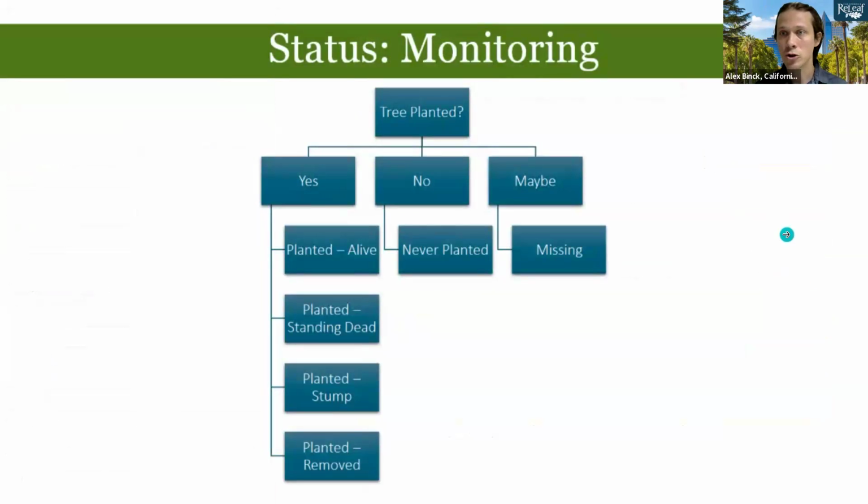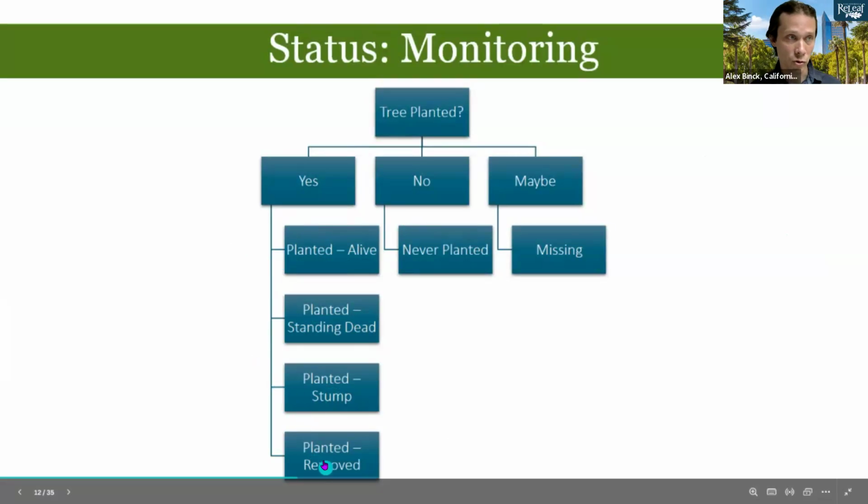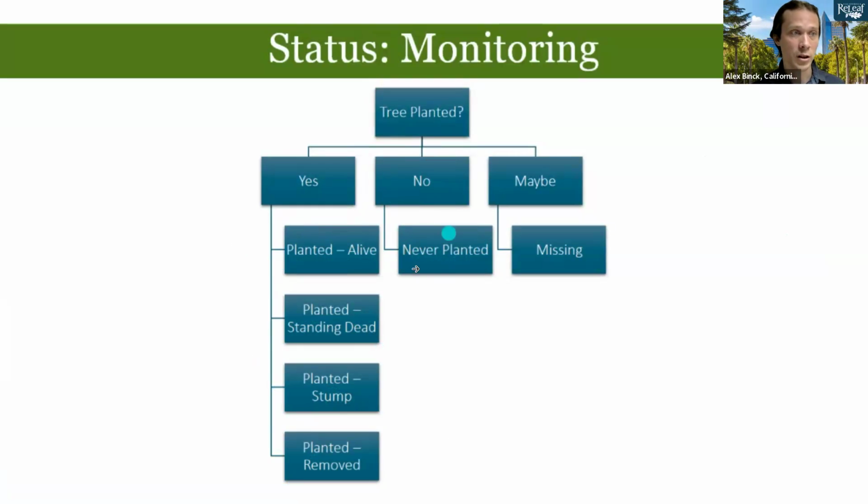Okay, so this is a flow chart that I created that kind of shows what we're going to go through when we go to a tree and we want to assess what status it is. So the first question you want to ask yourself is, was the tree actually planted? Obviously if you see it in the ground, it's pretty self-explanatory, or if you were there or somebody you trust was there and they told you that it was planted, then the answer is going to be yes, and then you're going to assess it as either alive, standing dead, stump, or removed. If you know for a fact that the tree was not planted, then you're going to put never planted.